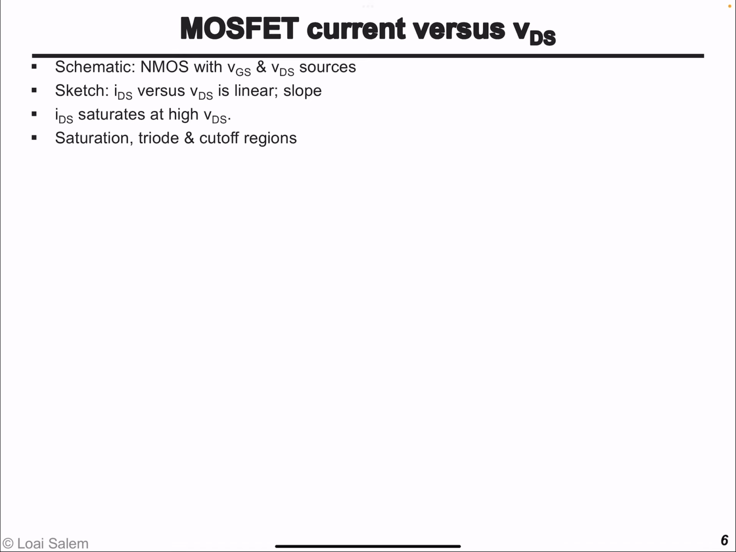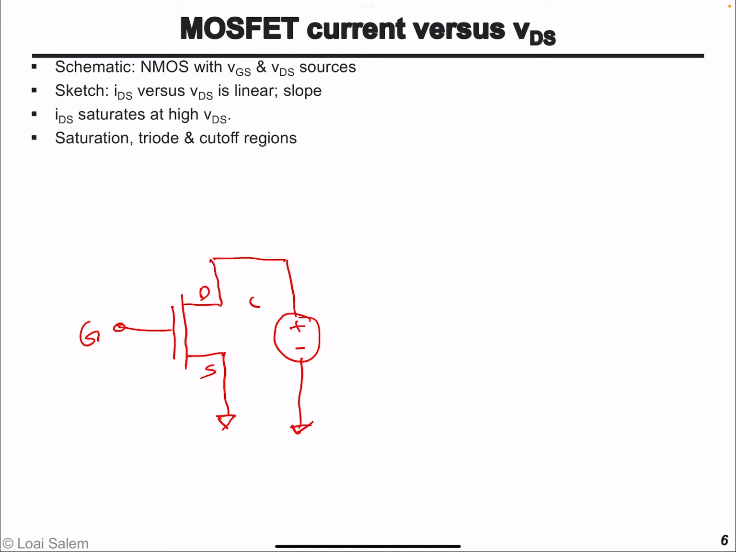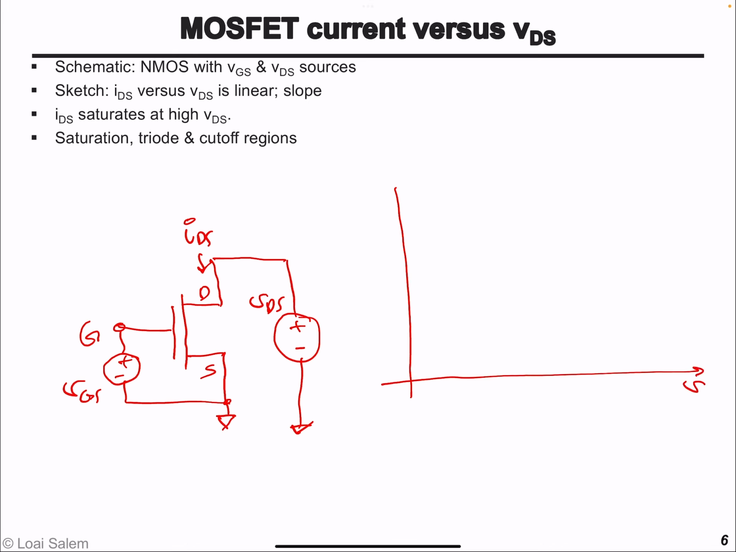Now let's take a look at the current in the transistor as we change the voltage difference between the drain and source. So this is the gate terminal, this is the source terminal, this is the drain terminal. We have a voltage difference between the drain and source, a voltage difference between the gate and source, and we have the drain to source current IDS. This is VDS, and this is IDS.